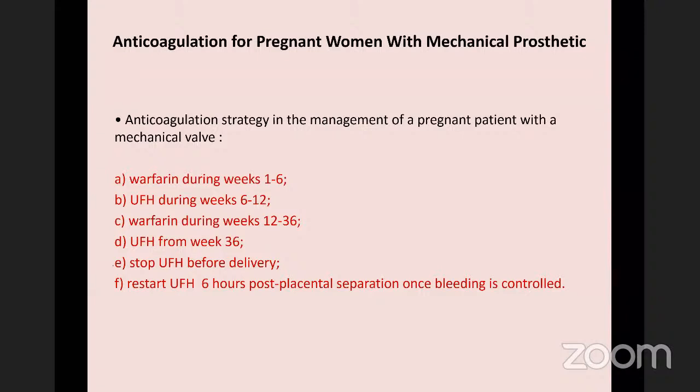The AHA recommended strategy for anticoagulating a patient with mechanical valve who is getting pregnant is as follows: vitamin K antagonist or warfarin during weeks 1 to 6, the first half of the first trimester. Then IV unfractionated heparin during weeks 6 to 12, when embryogenesis is most likely to take place. After that, we resume warfarin for the next 2 trimesters until week 36. Then IV unfractionated heparin is started from week 36, or at least 1 week before planned delivery. Just before vaginal delivery, within 6 hours, heparin would be stopped, and then it would be resumed 6 hours post placental separation if the bleeding is controlled.